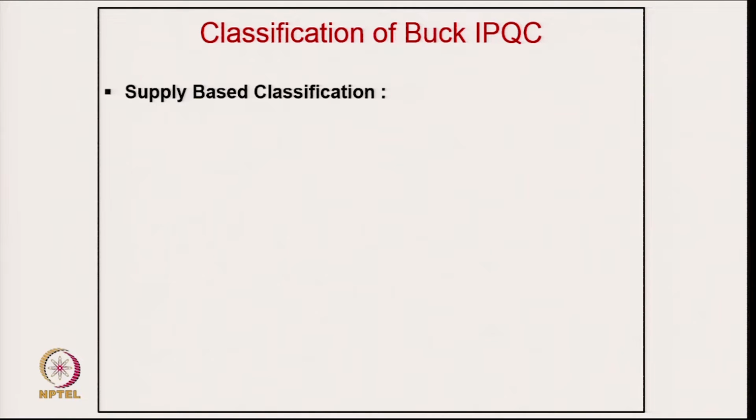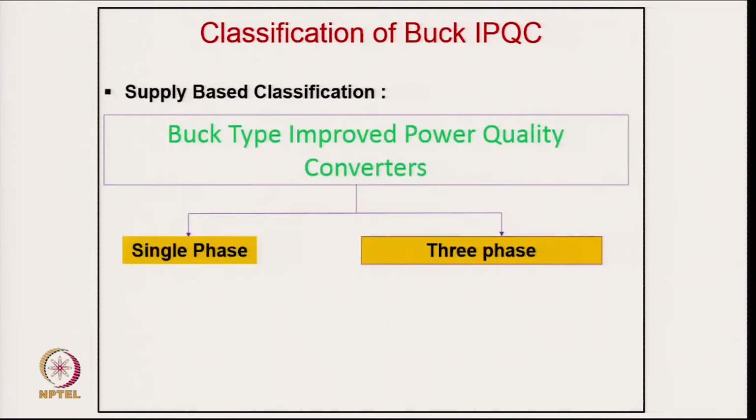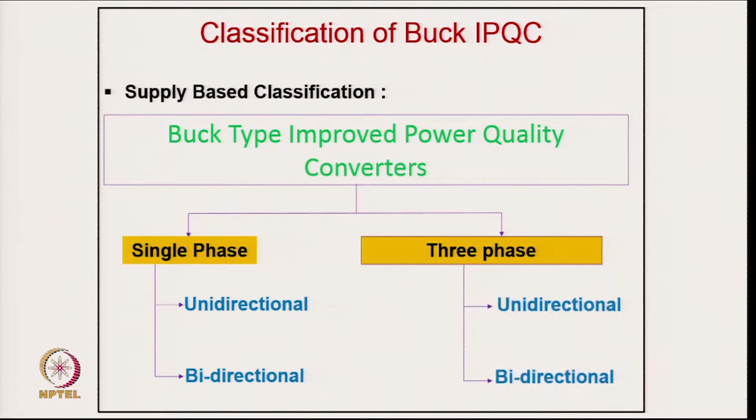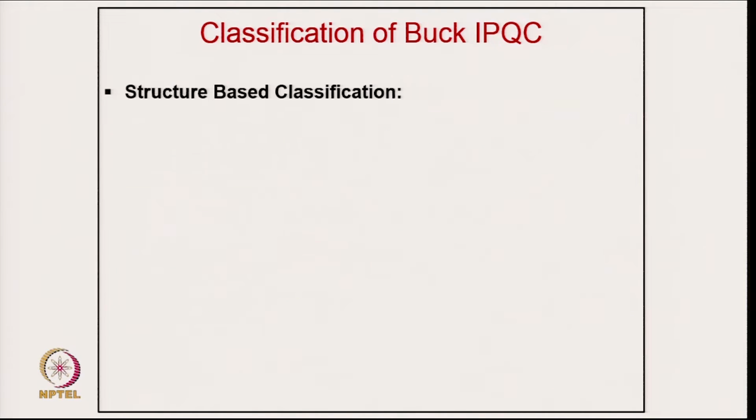Now, we can classify this buck improved power quality converter into many categories. The first is the supply based classification, which can be typically single phase or 3 phase, and you can have a further classification of whether power flow is unidirectional or bidirectional in single phase as well as in 3 phase.